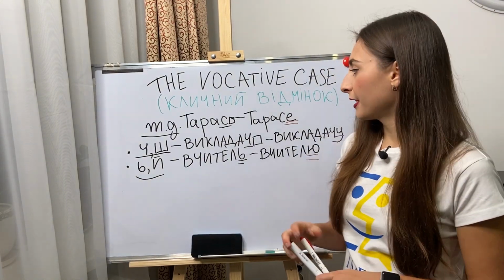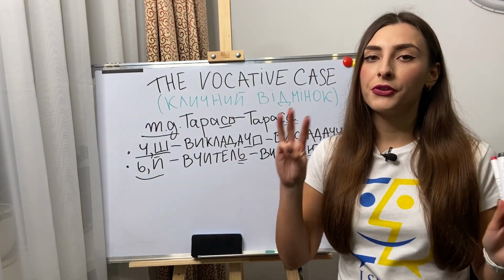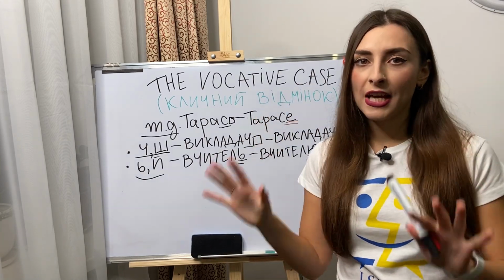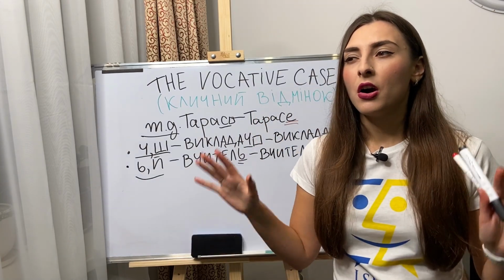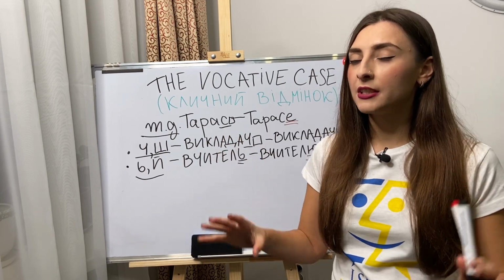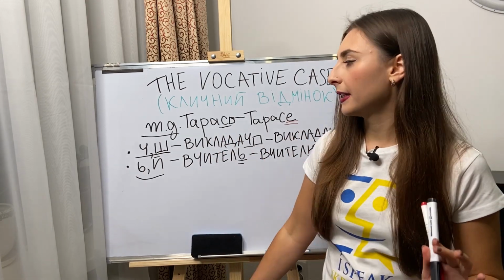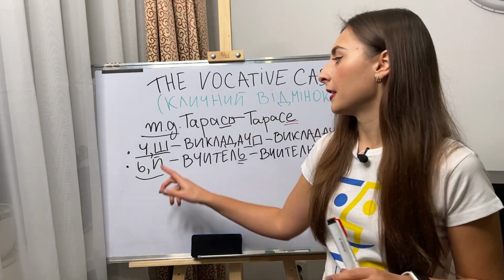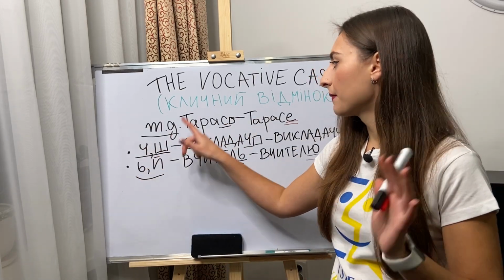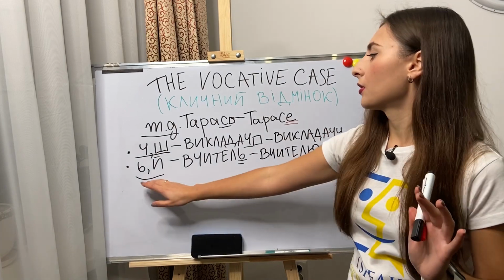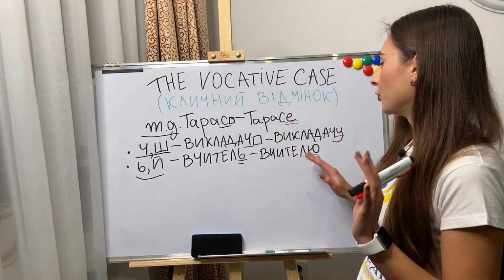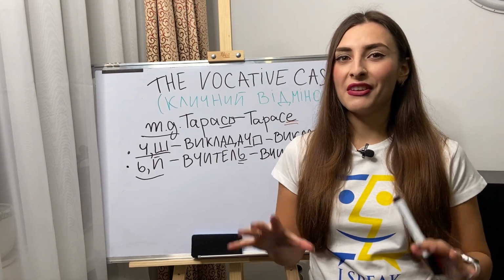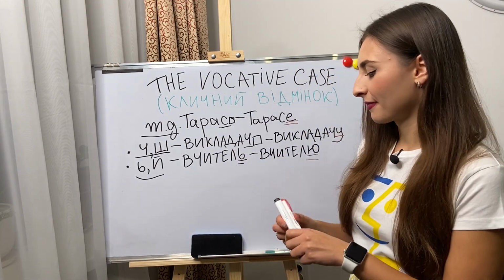So you can see, that's it. So three rules, three endings. So generally you have to remember, okay, masculine gender nouns take an ending e, but it's an exception when we have a masculine gender noun that ends in ш, ч or ж, then we add u, soft sign, or йот, then we add u. So now let's talk about the feminine gender nouns.